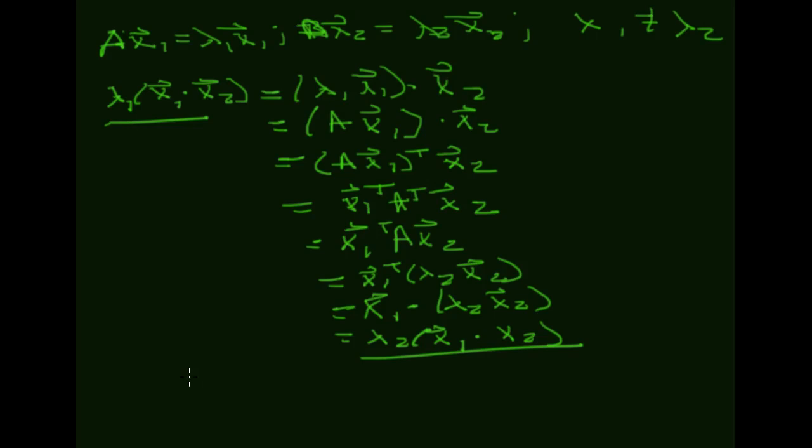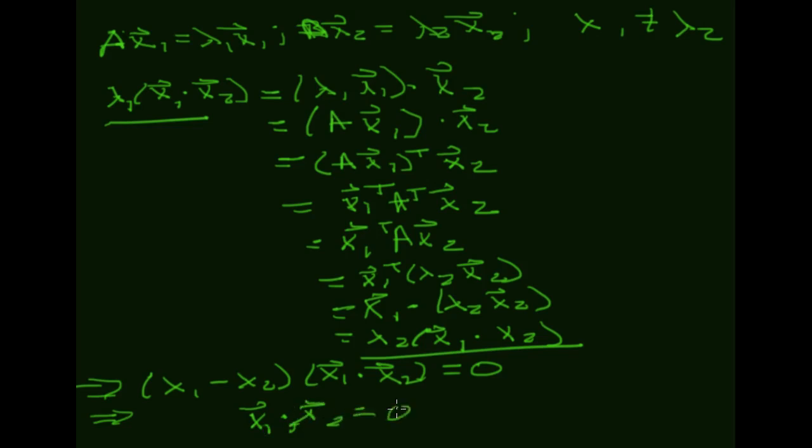So, bring it all to the same side, right? And I'm going to get lambda 1 minus lambda 2 times x1 dot x2 is equal to 0. This is all scalars, right? So since this can't be 0, that means that x1 dot x2 has to be 0, which gives me orthogonality. x1 has to be orthogonal to x2. So there we go. We've proven that.